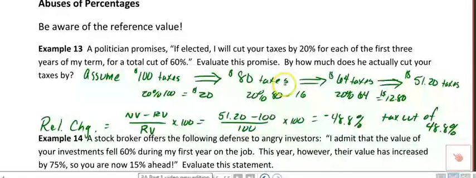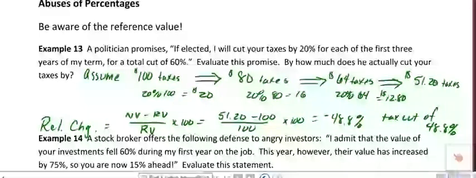Well, what if I get another 20% tax cut? It's not off of the 100, it's off of the reference value, the $80 that's left over. And 20% of that is $16. So if I take that from 80, next year my taxes would be $64. A 20% cut of 64 would be $12.80. If I subtract it from 64, by his third year in office, I would be paying taxes of $51.20. That is not a 60% tax cut.